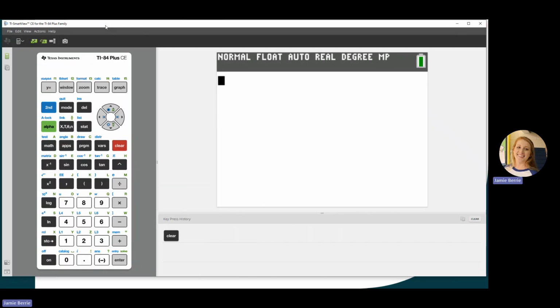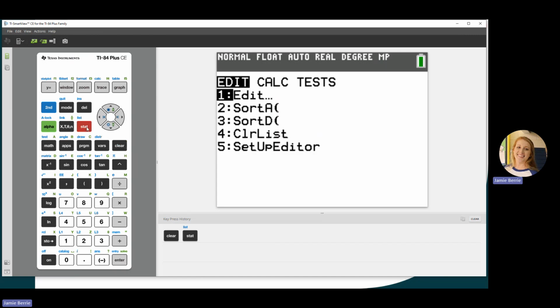Here we go. All right, so there's my calculator. If you have something on your screen, go ahead and clear it out. Always nice to start with a blank screen. To get to the confidence interval screen, you're going to hit the stat button. Actually, we can't even do the confidence interval yet because we have to type the data into our calculator. So that'll be the first thing we do.